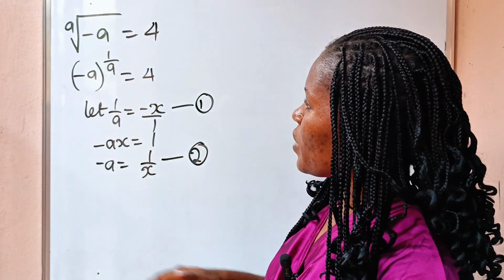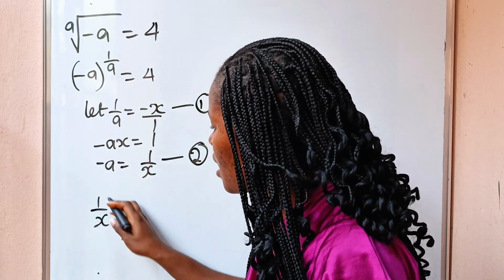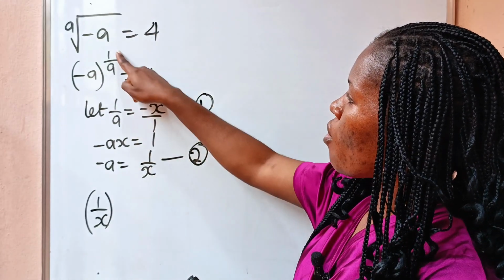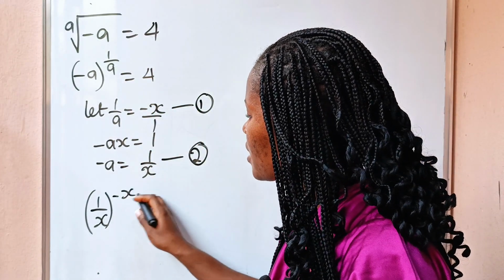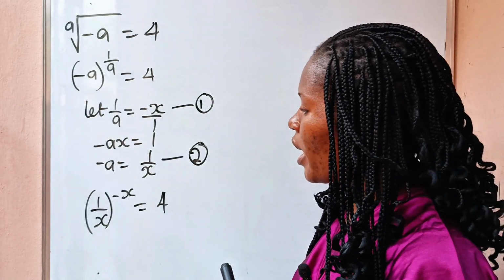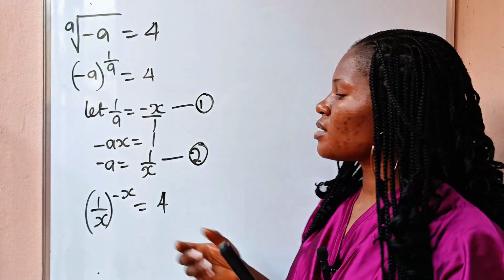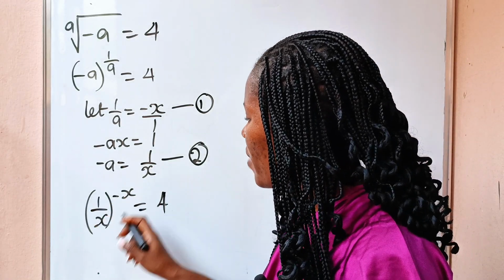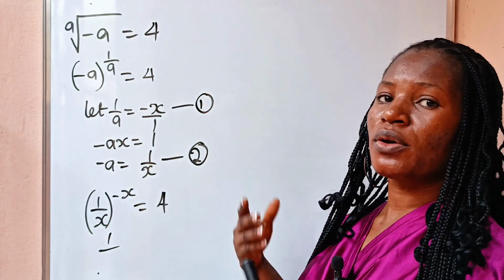Okay, so if we do that, remember our minus a is 1 over x, so we have 1 over x raised to the power of our 1 over a is equal to minus x raised to the power of minus x is equal to 4. You can see that, right? Okay, so 1 to the power of minus anything is still that thing, right? Yes, so we are going to have 1 to the power of minus x is still 1 divided by x to the power of minus x.